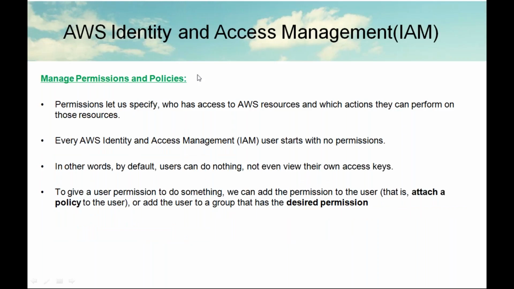Managing permissions and policies. Permissions let us specify who has access to AWS resources and which actions they can perform on those resources. Every AWS IAM user starts with no permissions. Remember this from an interview point of view. By default, when you create an IAM user, there are no permissions. So as a root administrator, you have to assign the permissions. In other words, by default users can do nothing, not even view their own access keys. But once they are given permissions, then you can see them.